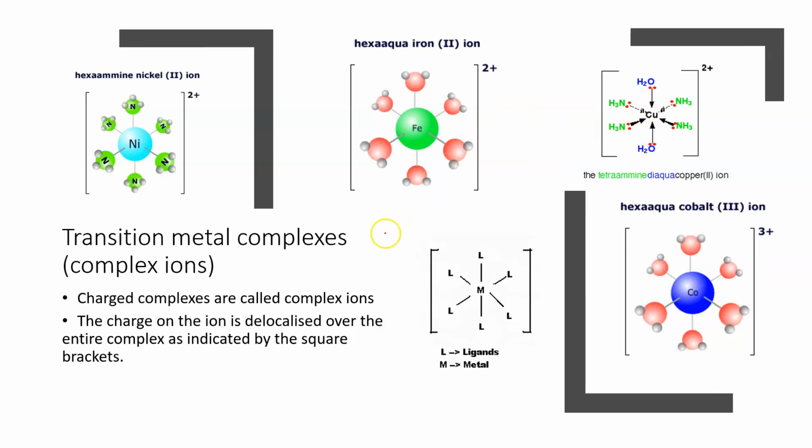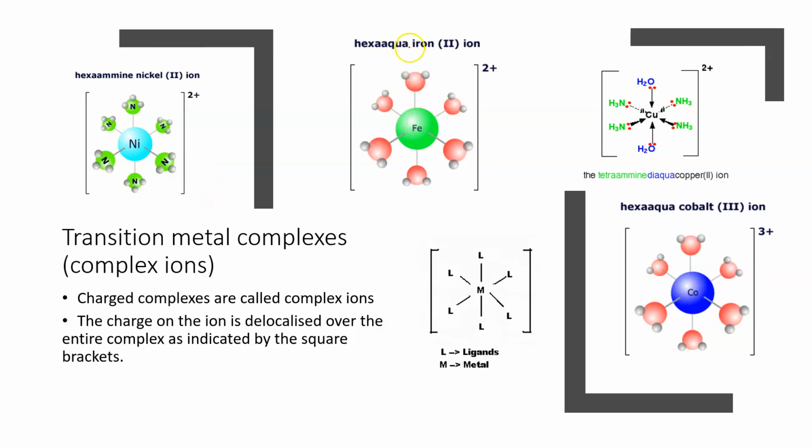So in this case, we can see that we have a nickel ion center with 6 ammonia ligands around the outside of it, which has a 2+ charge. This is referred to as the hexaamine nickel 2 ion. Hexa being that it has 6, and then the ammonia is the amine here, and then the ion is the nickel 2+ here. So because each one of these ligands is neutral, the overall charge is maintained as the original charge on the metal ion. So the charge on the ion is delocalized over the entire complex.